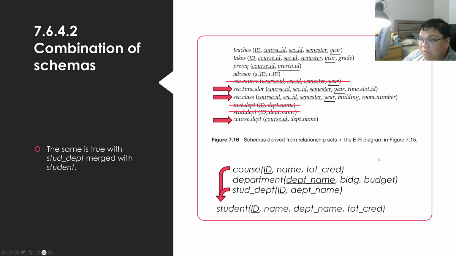The same thing is true for student department. We just take the department name attribute and just add it to student. More accurately, we combine.